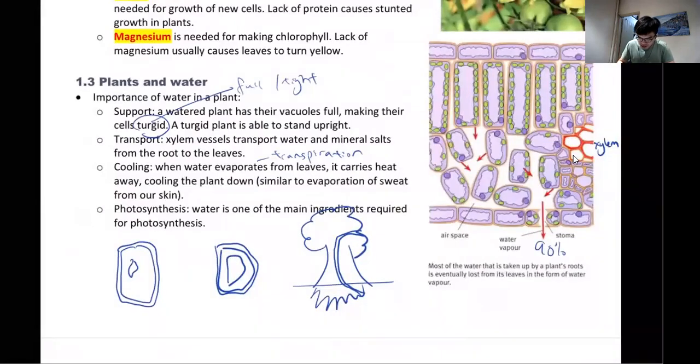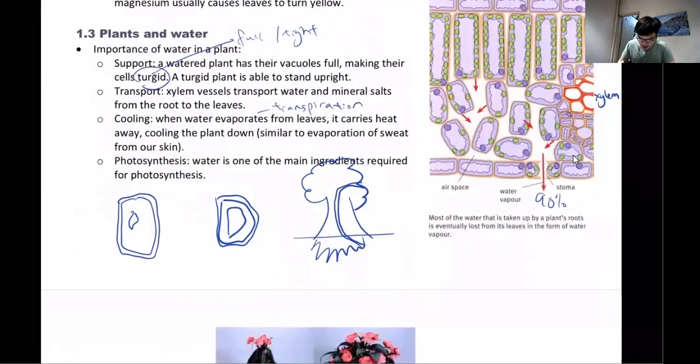So next, as you can see here, most of the water that's taken up by a plant's root is eventually lost from its leaves in the form of water vapor. So they lose water vapor. Have you been to a forest before? If you have, it feels humid. The air feels wet, because they lose water to the surrounding. That's why it feels wet.